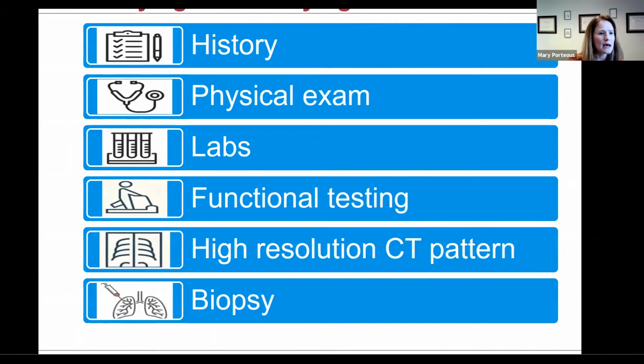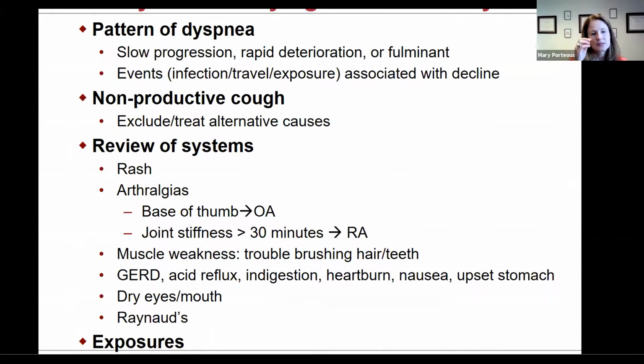So how do we do that? A good old-fashioned history and exam, labs, some functional testing in the way of PFTs and a walk test, a high-resolution CT scan, plus or minus a biopsy. First things first, history. The pattern of dyspnea matters. Is this a slow progressive dyspnea, right? Have the patients just gradually started to do less?